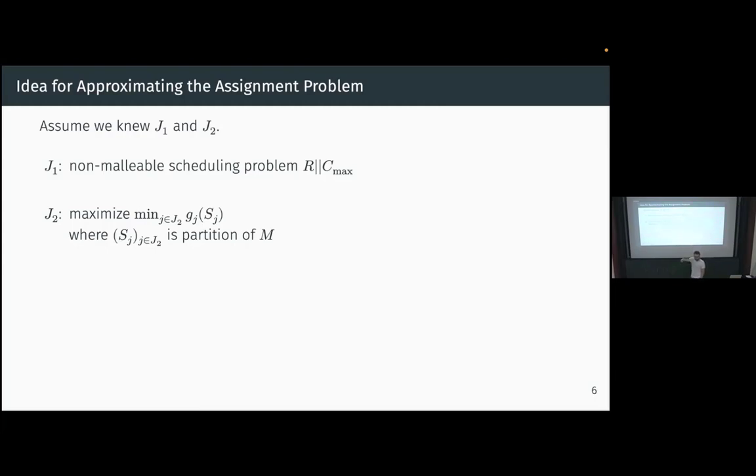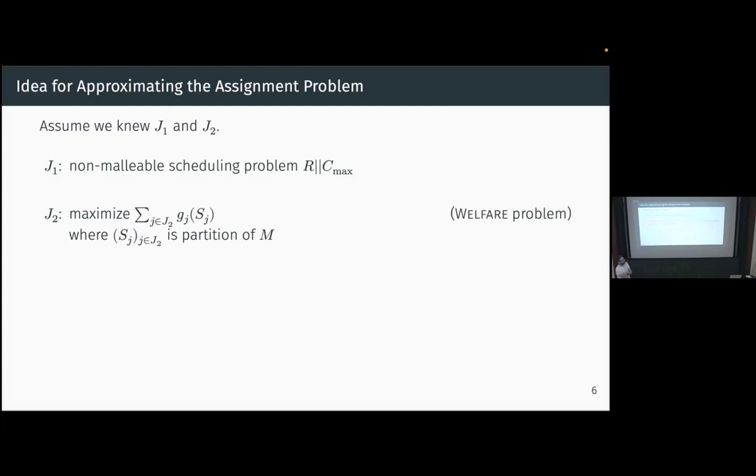So we would like to partition the machines into 1 set for each job in this set J2, such that the minimum speed that's received by any of the jobs is as large as possible, right? And that will then determine how long it will take to run these multi-machine jobs. So the problem is that this is still a hard problem.